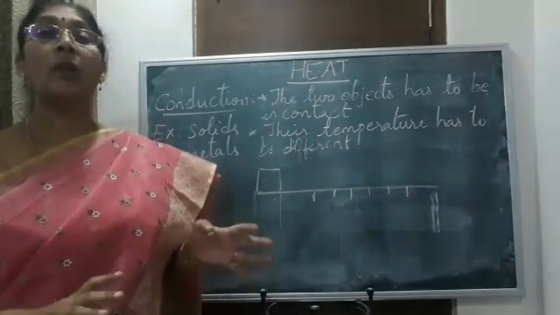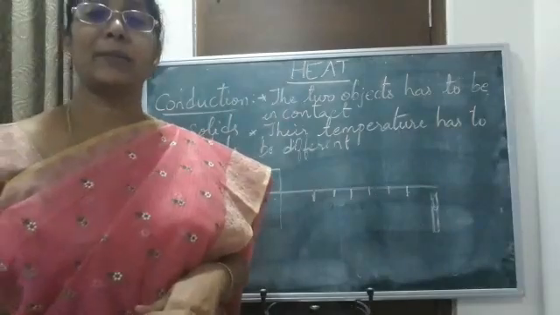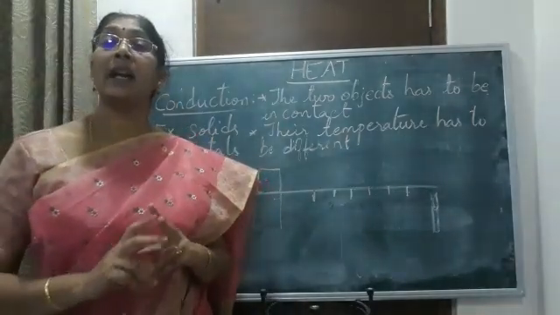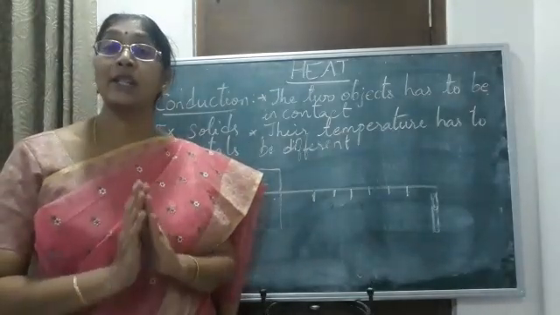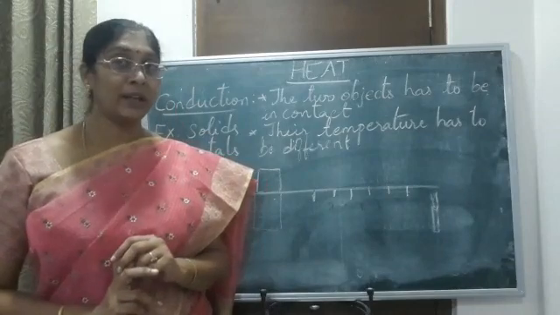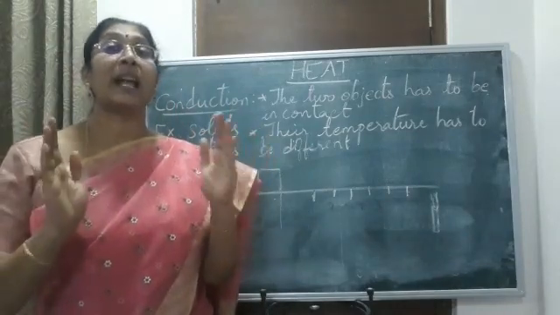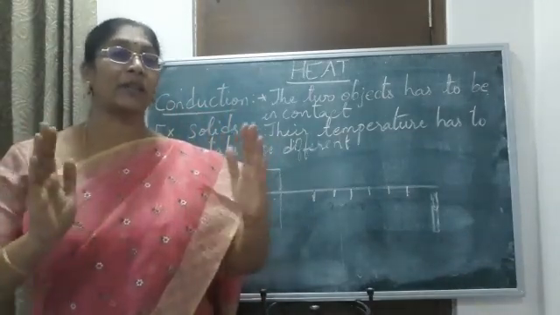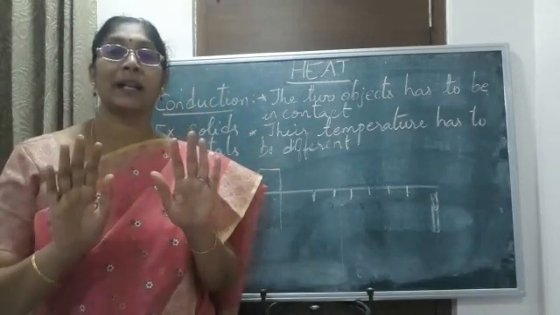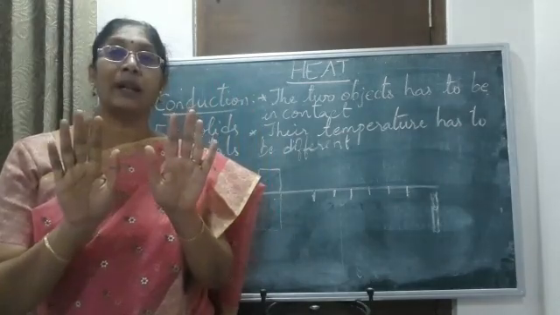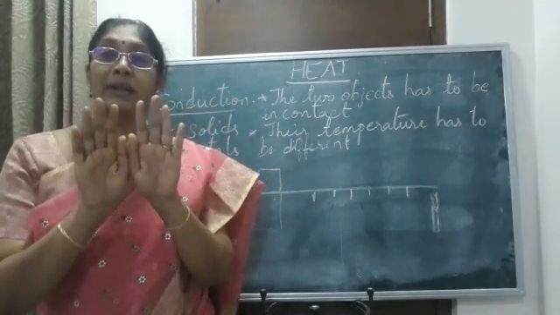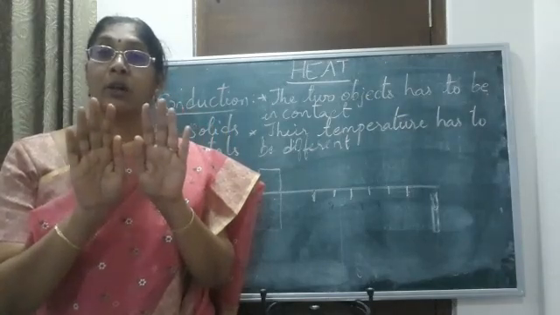Let's learn now how conduction takes place. If heat has to be transferred by conduction, two conditions are important. One, the two ends of the object have to be in contact. Suppose this is one metallic rod and this is another metallic rod, and I keep both of them at a distance. Can heat be transferred between these two? Heat can be transferred only when these two are in contact.